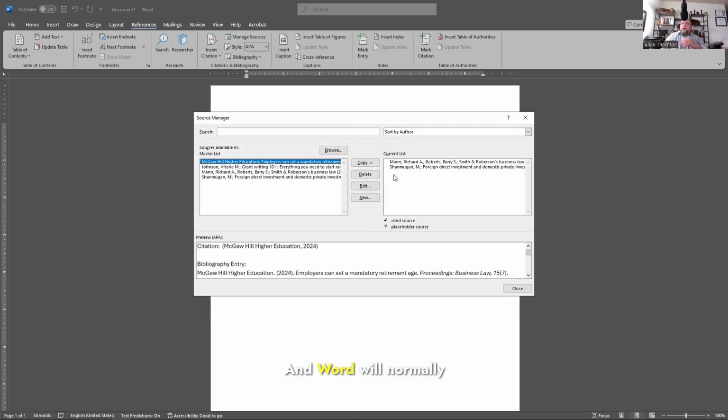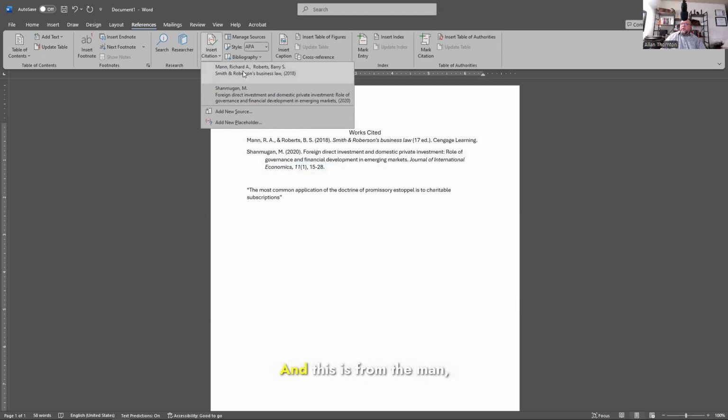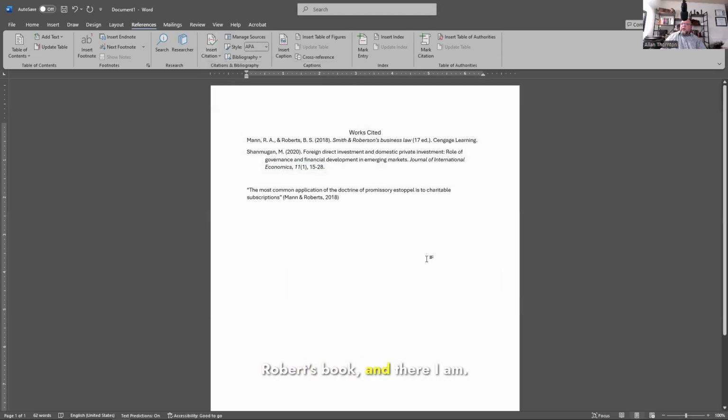Okay. And Word will normally keep track of this. If you're using a computer that you use on a pretty constant basis, Word will keep track of it. So you'll have all these over here. So when you see that, you can always pull from here. So like if I want to use the book, it'll be here. If I open up a whole new document and go up here, that book will still be there because it's one I've used before. But if I want to insert a citation, I just pick the one, and this is from the Smith Roberson book, and there I am.